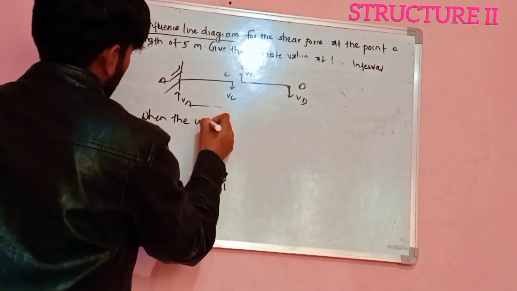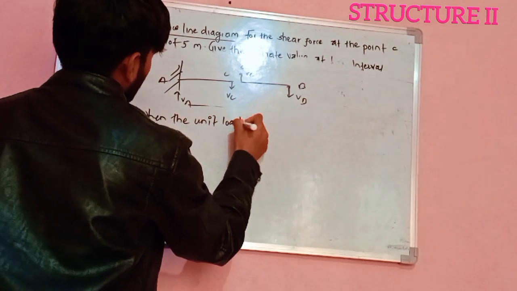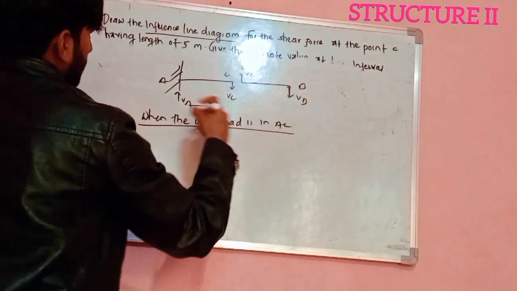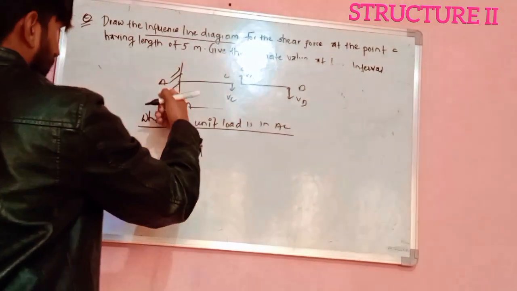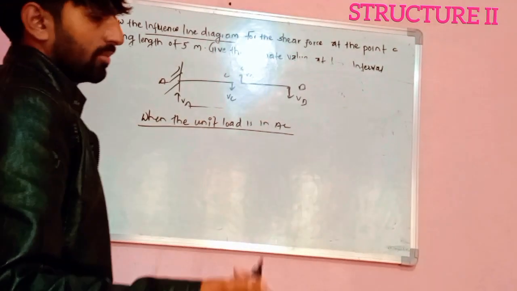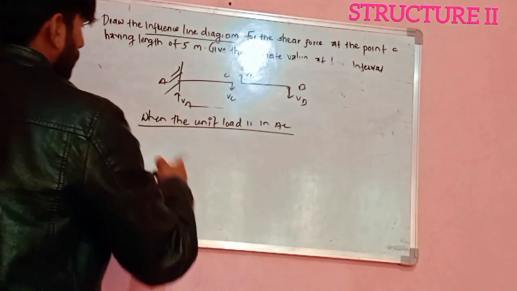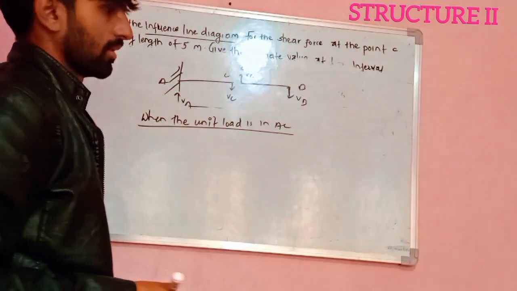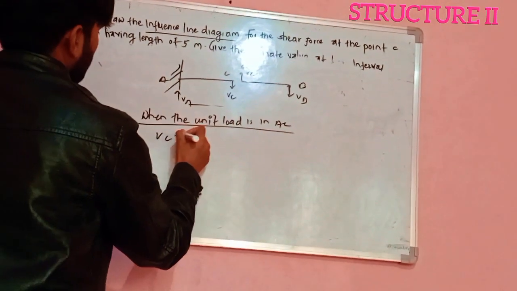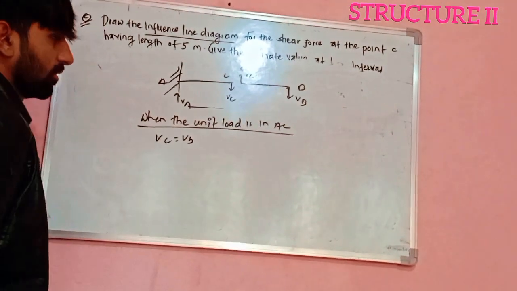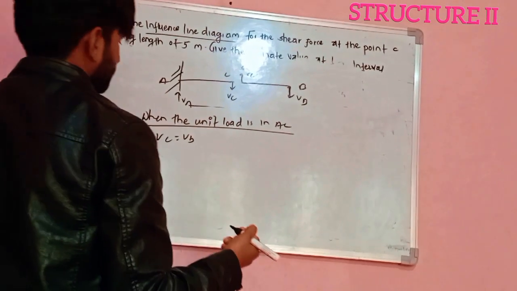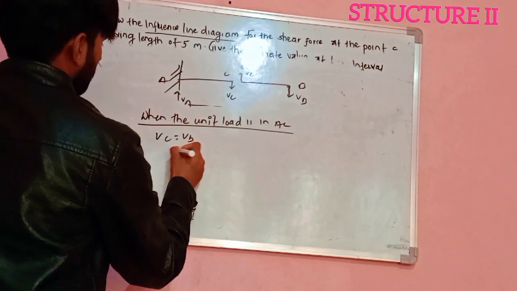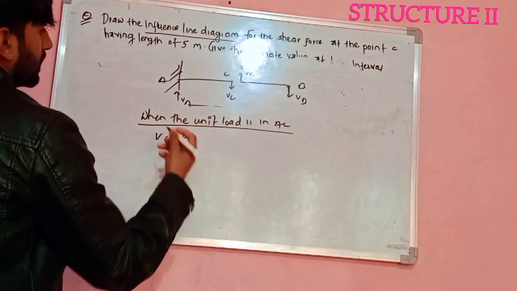Now when the unit load is in AC, you can consider the portion AC as well, or you can consider portion BC as well. So when the unit load is in AC, why would I consider AC? It becomes difficult for us. That's why we consider BC, and then BC becomes VB, because there's no external load. And now what are the ordinates of VB?